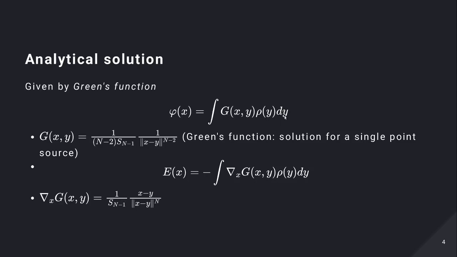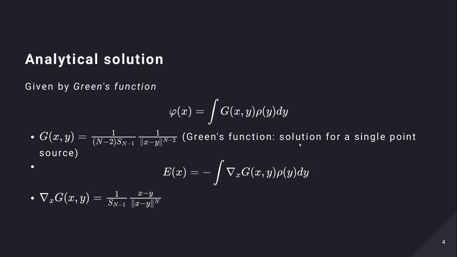So it checks out. And in the case of the Poisson equation, the Green's function, which is a general technique in PDE theory, looks like this: you have 1 over n minus 2 times a constant, which is the surface area of a hypersphere in n minus 1 dimensions. This is just a geometric constant, and there is a formula for it, but it's not super important, times 1 over the norm of x minus y to the power of n minus 2. And as an intuition, the Green's function is the solution for a single point source.